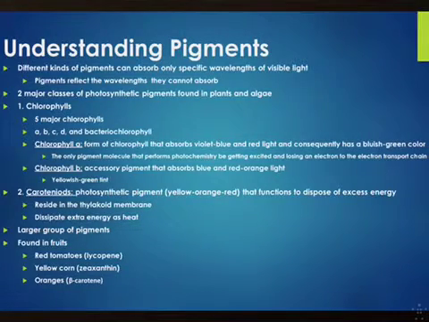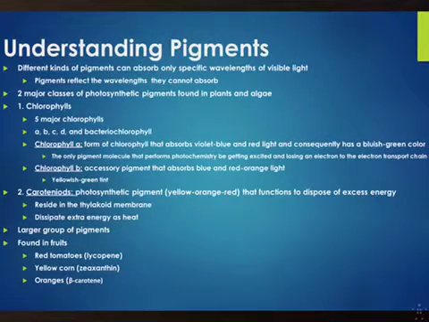Chlorophyll B is an accessory pigment. That means it's an extra one. It's not the main one. That's why it's the B, not the A. And it absorbs blue and reddish-orangish light, and it gives a yellow-green tint.